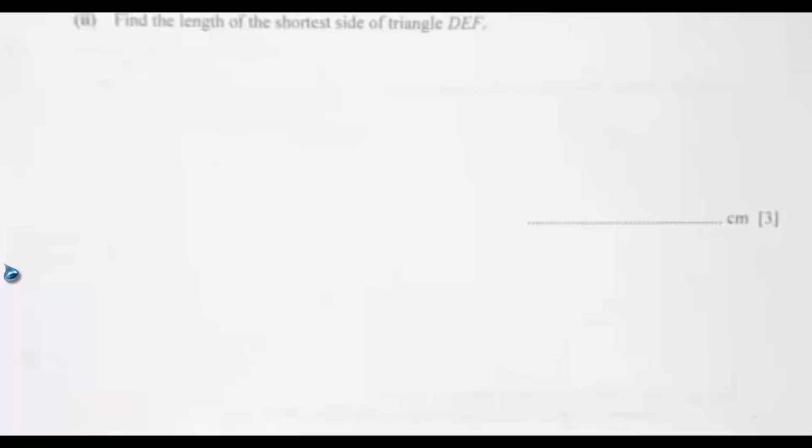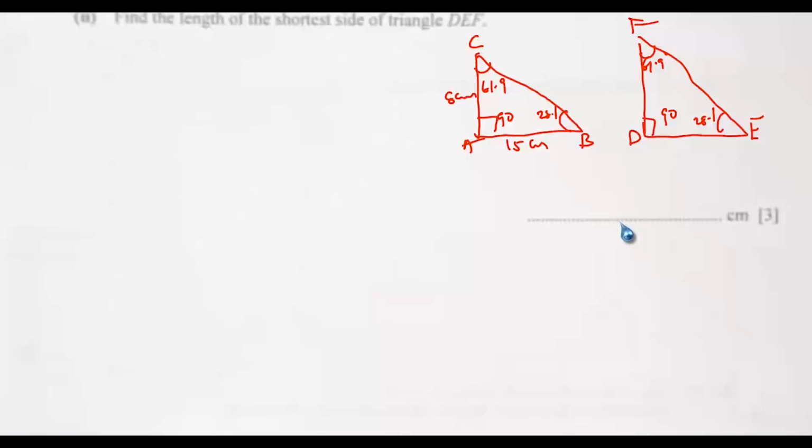Okay, so I'll need to draw the two triangles here again. Of course, the shortest side will be between DE and DF, as EF is the hypotenuse, and it's always the longest side. So we need to find DF and then DE to know the shorter one between them, and that will be the shortest among the three.